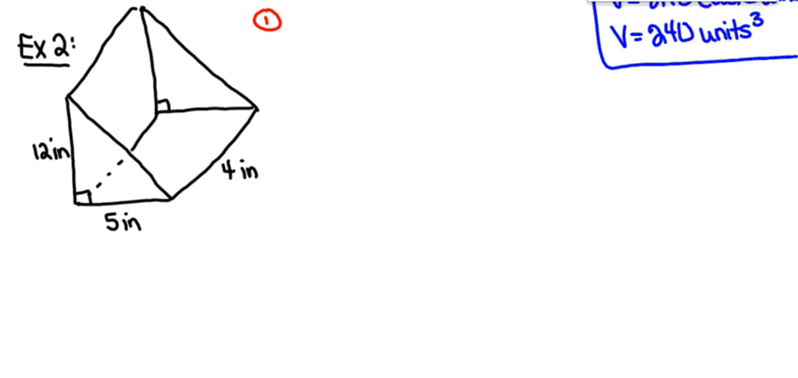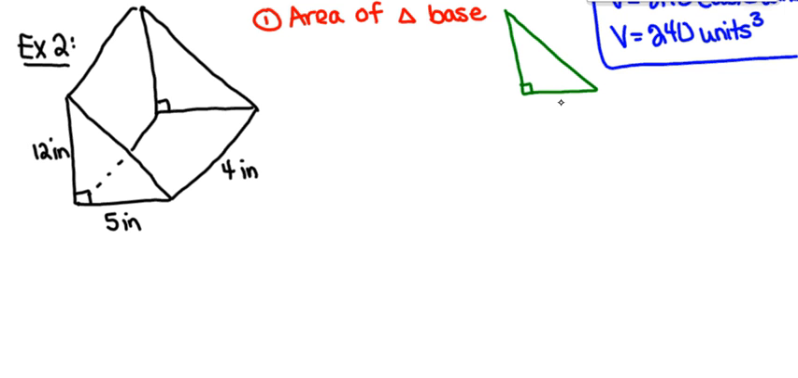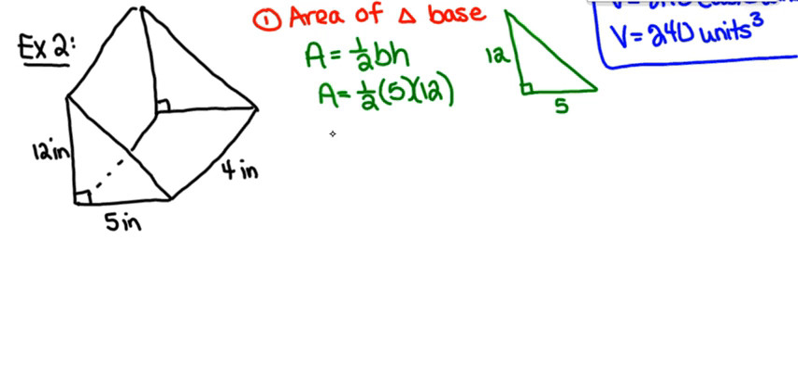So step 1, find the area of the triangular base. And if it helps, draw your triangle. My base is a triangle that has legs of length 5 and 12. So area of a triangle is 1/2 times the base times the height, or 1/2 times 5 times 12. Making the area of the triangular base 30 square inches.